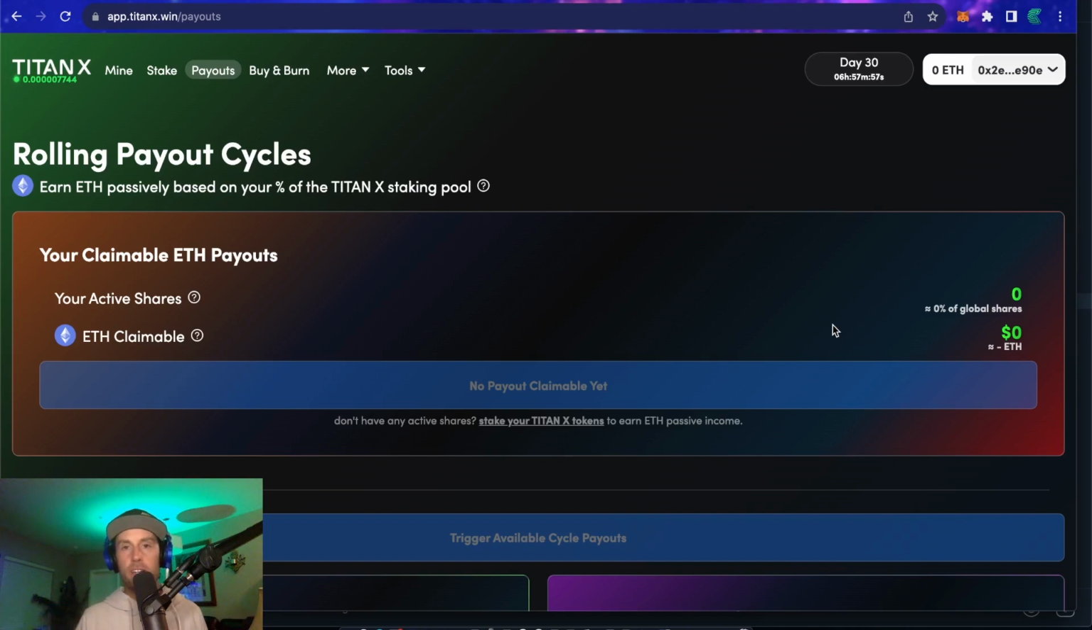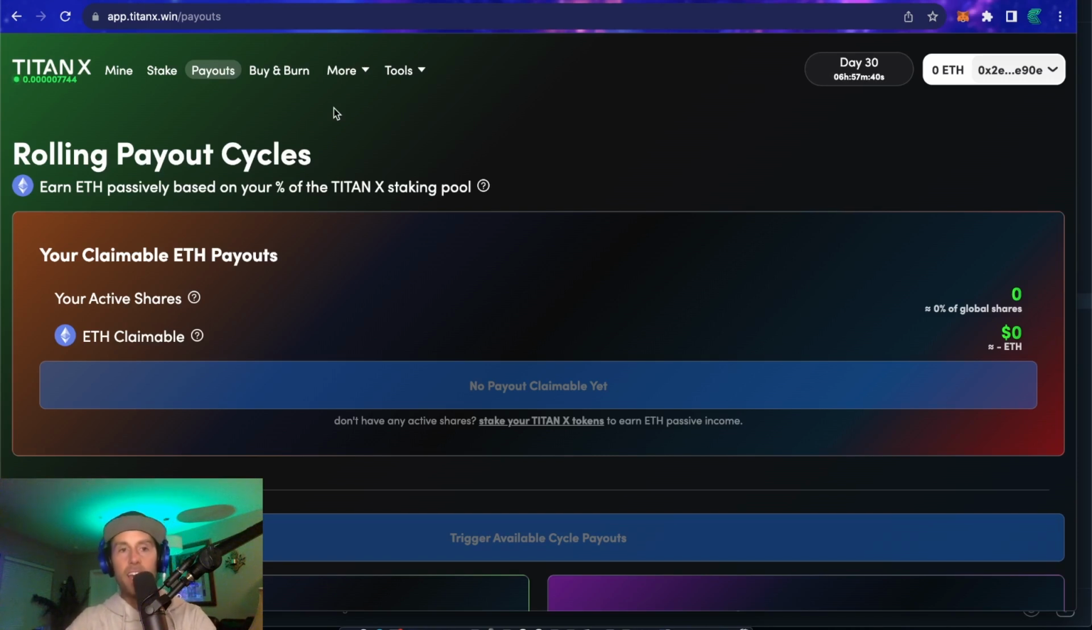Maybe it'll help you pay for your miners when you claim them at the end or end your stakes or whatever. But that's the cool thing about Titan: you don't earn more Titan by staking. You actually earn more ETH, which then you can use to go back into the system if you like. So that's the mining.